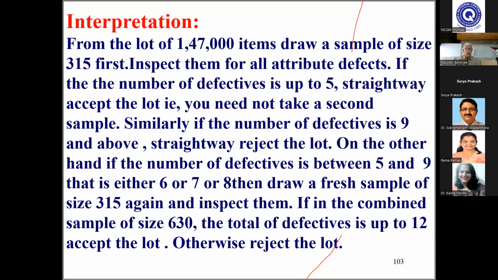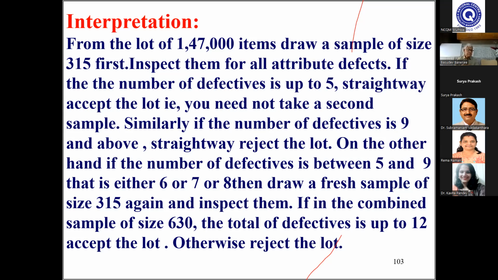You say from the lot of 1 lakh, can you read out? Some of you can read out for me. From the lot of 1,47,000 items, draw a sample of size 315 first. Inspect them for all attribute defects. If the number of defects is up to 5, straight away accept the lot. That is, you need not take a second sample. Similarly, if the number of defectives is 9 and above, straight away reject the lot.